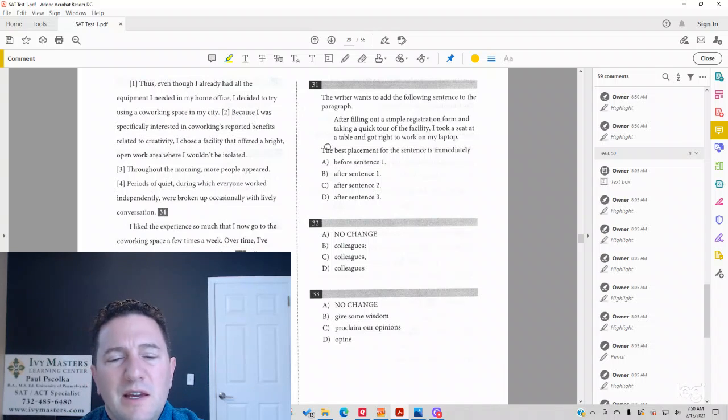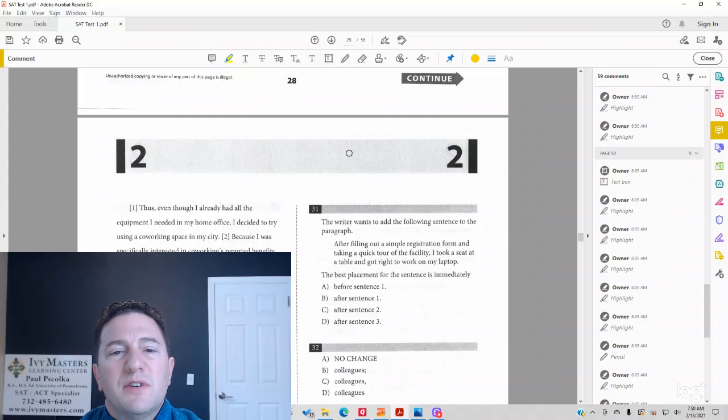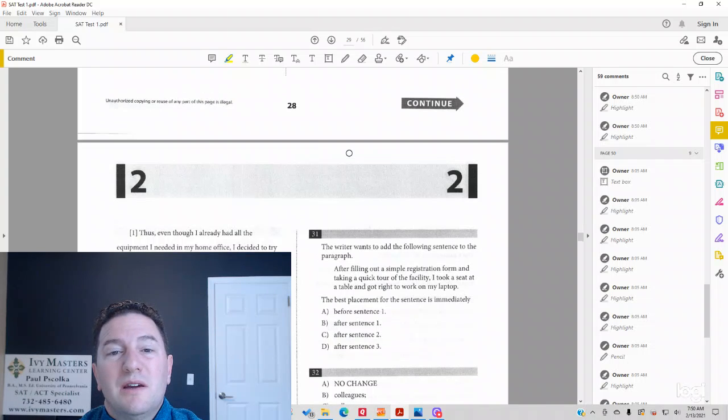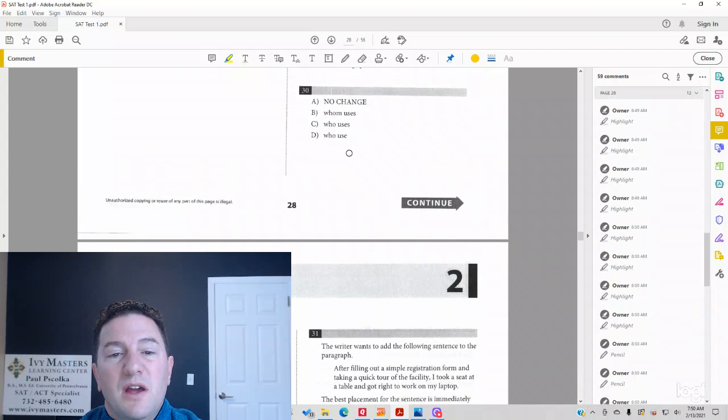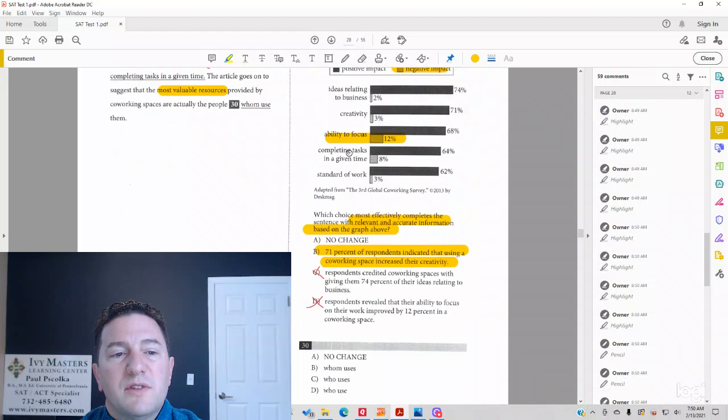So anyhow, let's look at this sentence placement. Answer choice A, before sentence 1. Now this is a time-consuming type of question. So if you have a timing issue, you might save these for last, because all the questions are worth the same number of points. Save these for last, and if you have time, then do it.